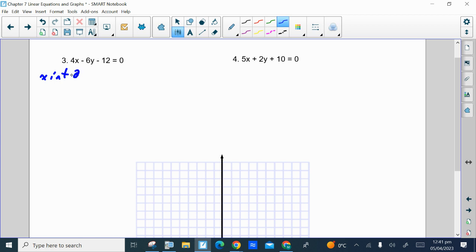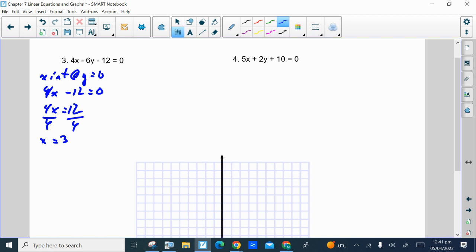That's right. You let the other variable y equals 0. And when y equals 0, the y term disappears. You'll have the 4x and you'll have the minus 12. But the y term just disappears because 6 times 0 is 0. And then we will add 12 to both sides and divide both sides by 4. And you'll get x equals 3.